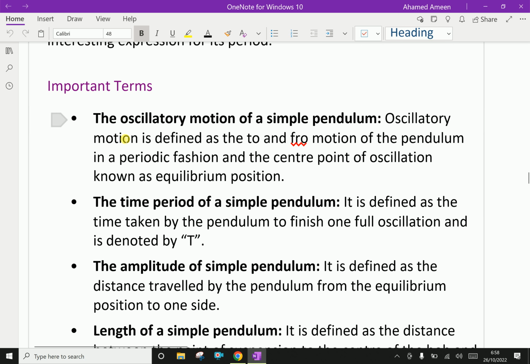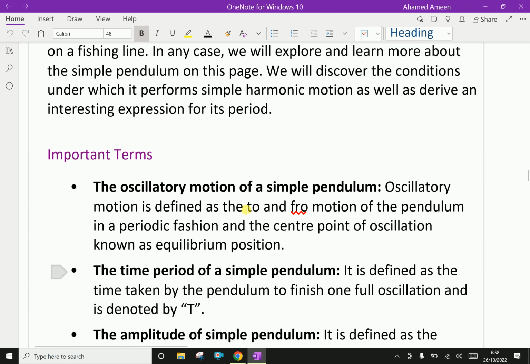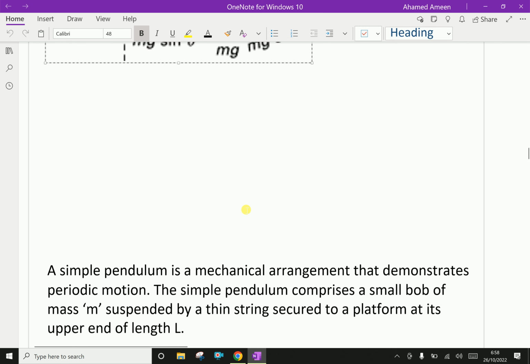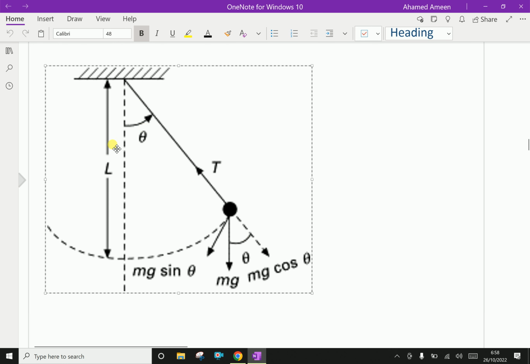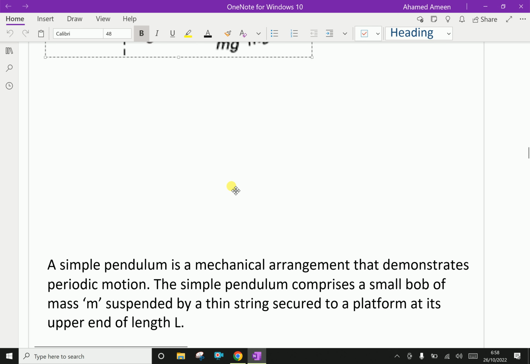Here, the oscillatory motion of a simple pendulum. Oscillatory motion is defined as the to and fro motion of the pendulum in a periodic fashion, and the center point of oscillation is known as the equilibrium position. Look at this figure. Here this is the equilibrium position. The bob oscillates this way. It's called an oscillatory motion.